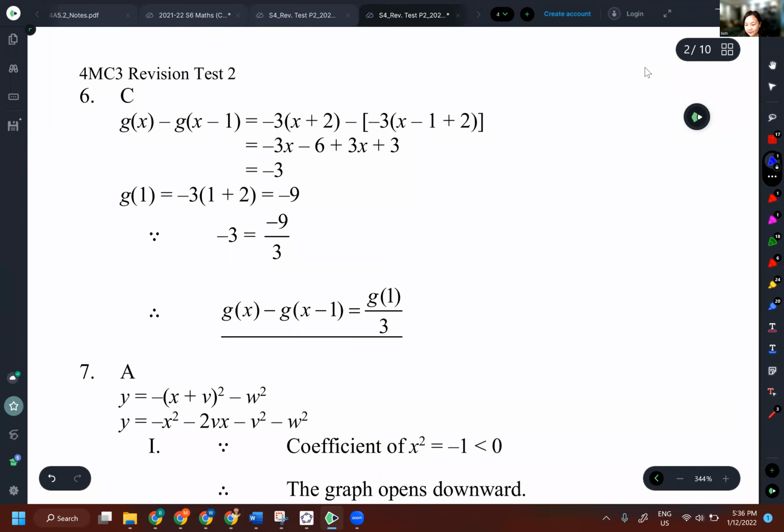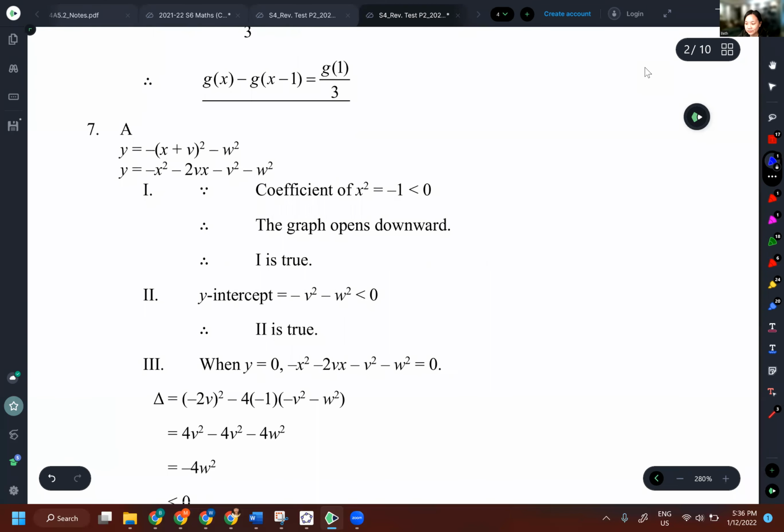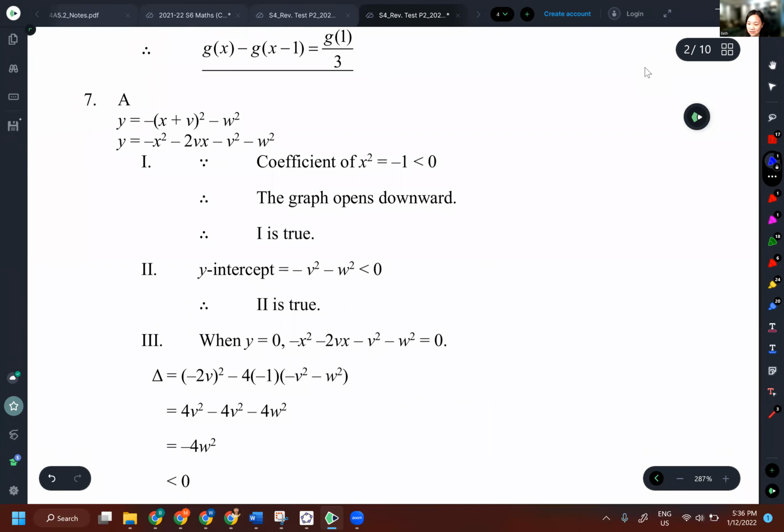Question 6. It's a simple substitution. It's just this is a new function. You need to find the new function. Question 7. The first statement, the coefficient of x squared is negative. Therefore, the graph opens downward.